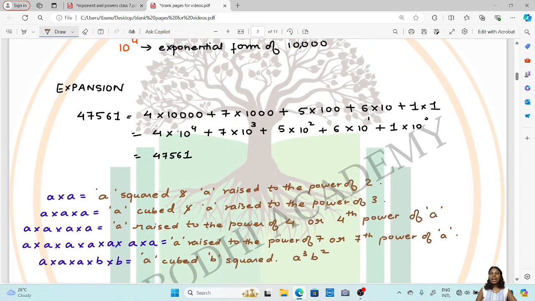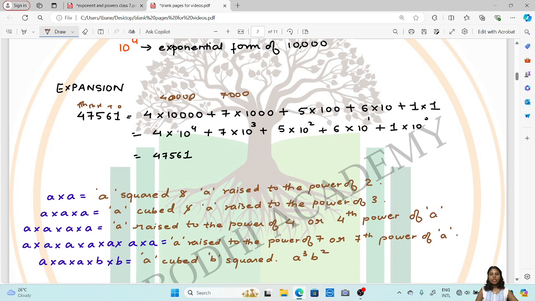Now say you have a number as big as 47,561. Now this number can be written as 4 into 10,000, that would give us 40,000. Then we'll write it as plus we have 7,000. Because see here, this is in the ones place, tens, 100, 1,000 and 10,000. So 4 is in the 10,000 place.